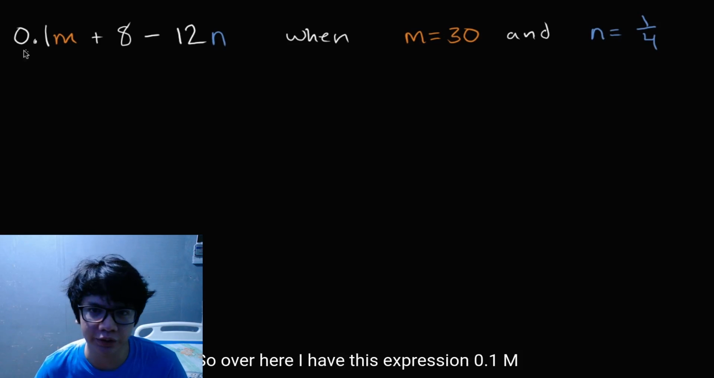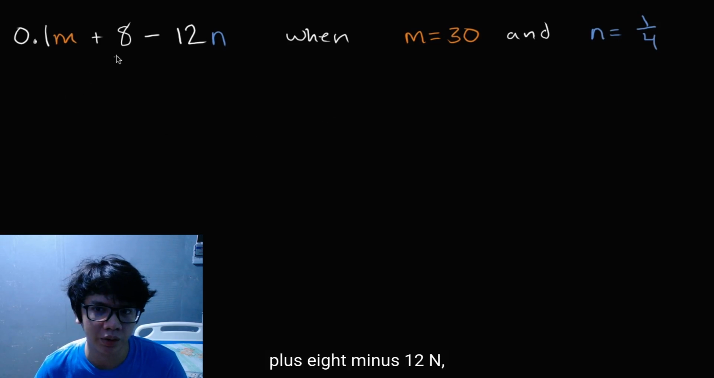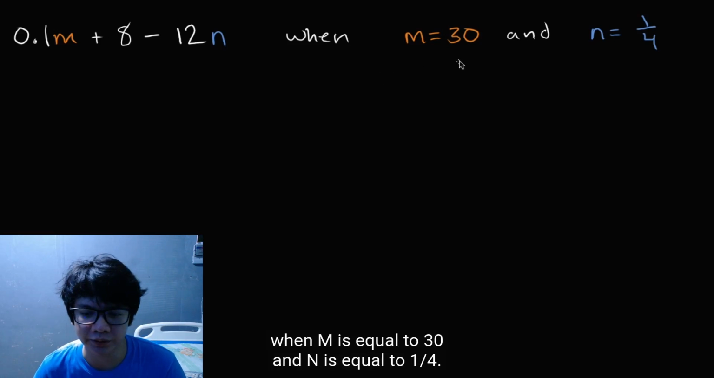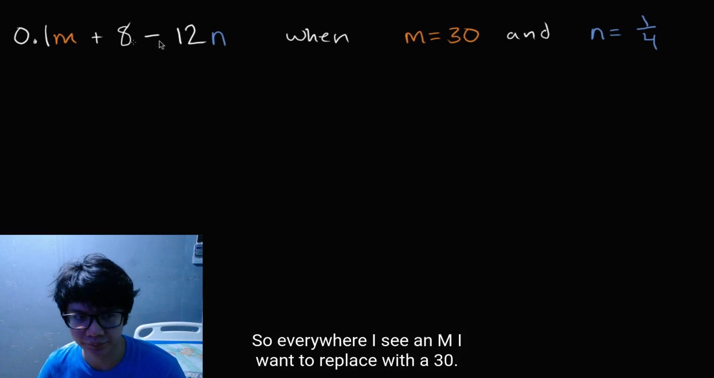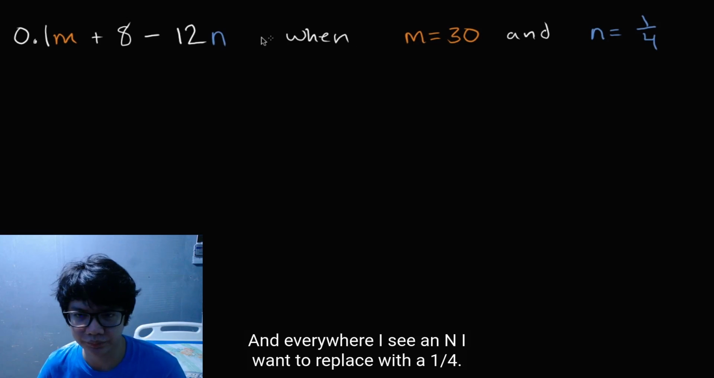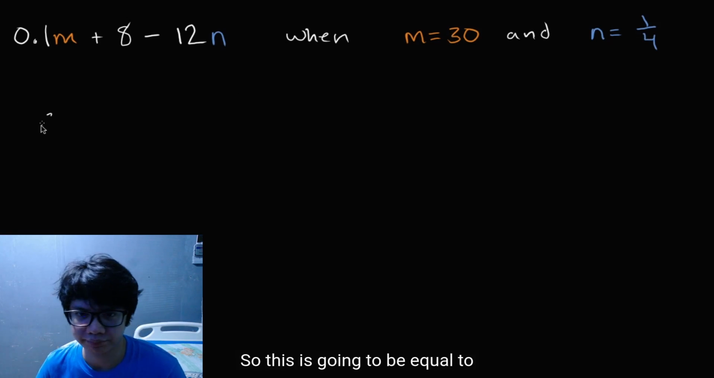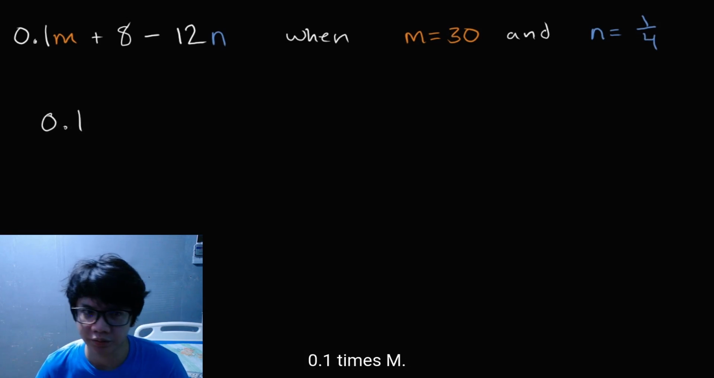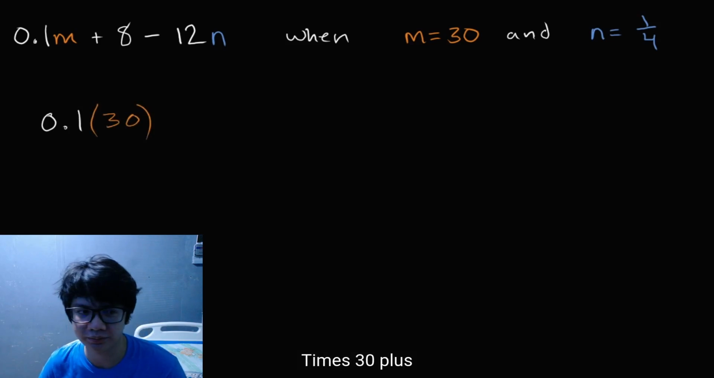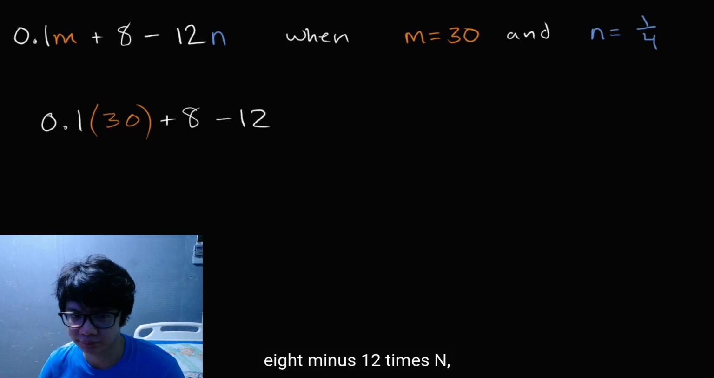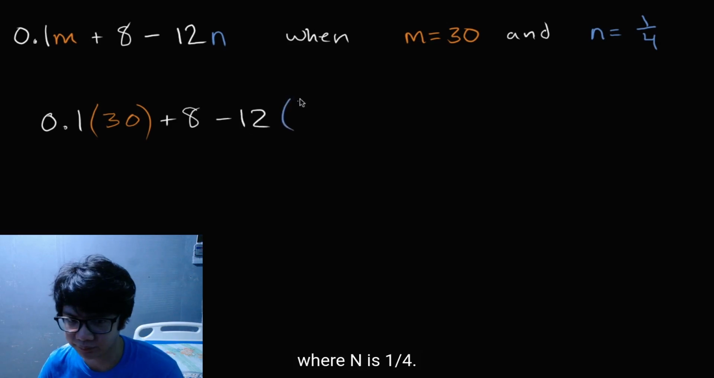So over here I have this expression 0.1m plus 8 minus 12n when m is equal to 30 and n is equal to 1/4. All right, so everywhere I see an m, I want to replace with a 30, and everywhere I see an n, I want to replace with a 1/4. So this is going to be equal to 0.1 times m, where m is 30, times 30, plus 8 minus 12 times n, where n is 1/4.